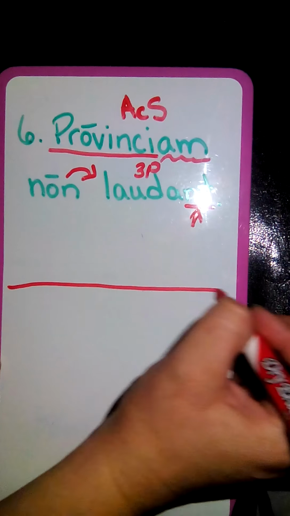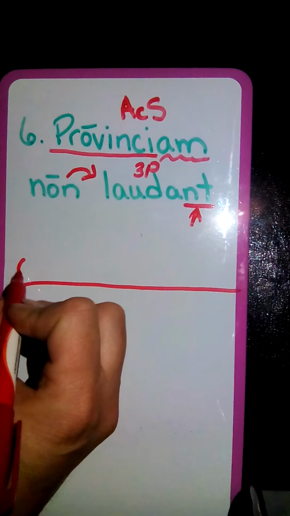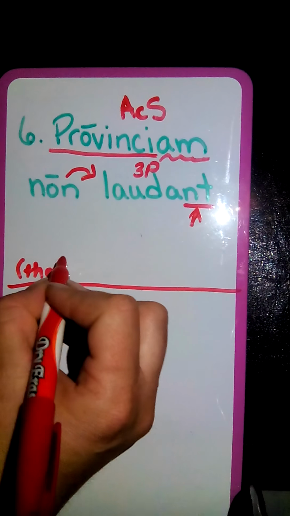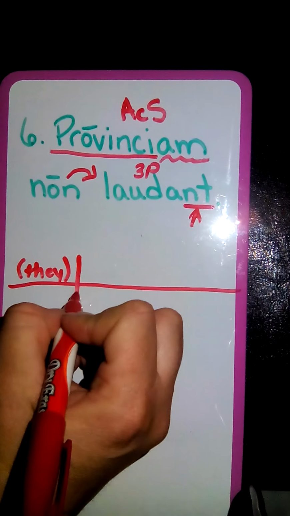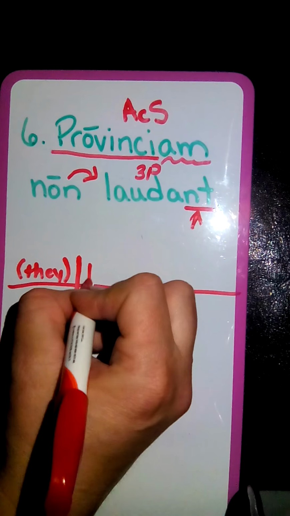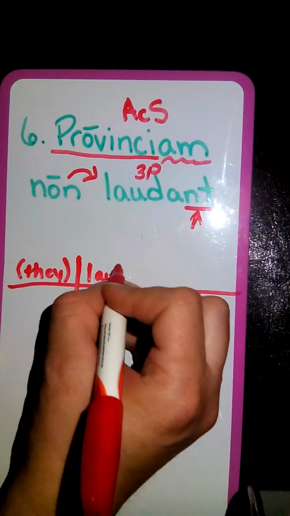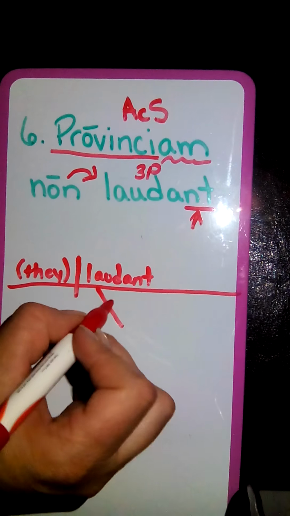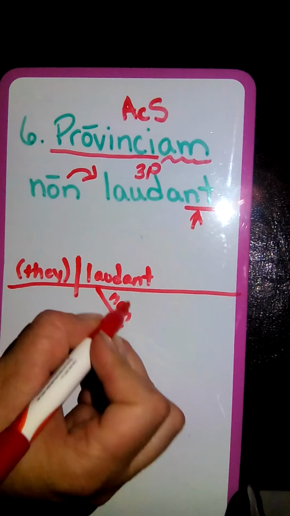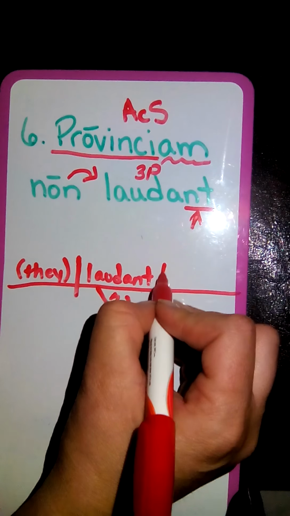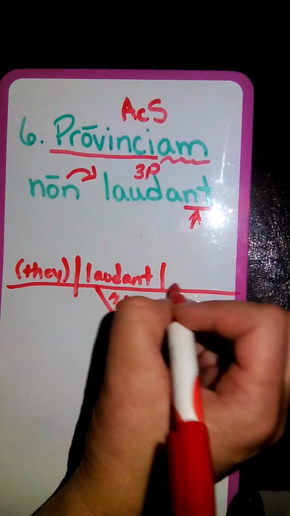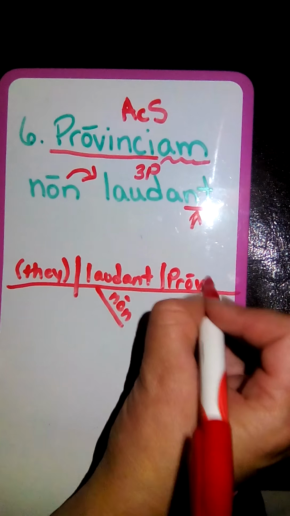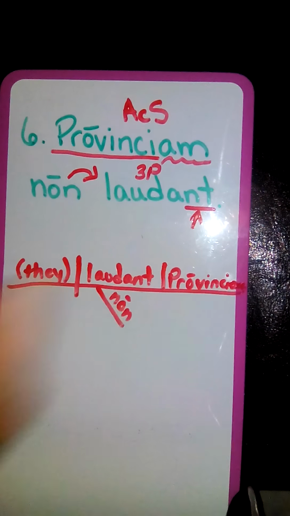So diagramming, our subject goes first, right? We don't have one written out, but we know it's they. So we're going to go ahead and write they right here in our parentheses. A line down. We're going to say praise. And then we have a modifier, right? Our adverb is modifying. So we're going to put non right here. And another line going down, stopping at the line. And we're going to have provinciam. There you go.